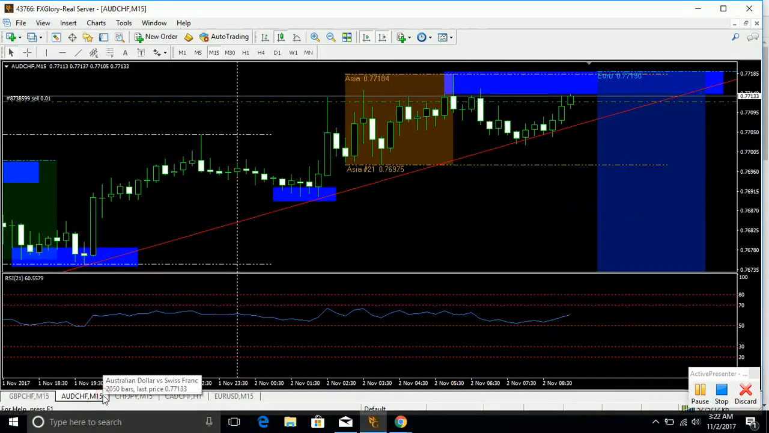Let's key in on this Aussie CHF. I keep the pair on this Aussie CHF. I'll be right back. I need to step away for just a second.